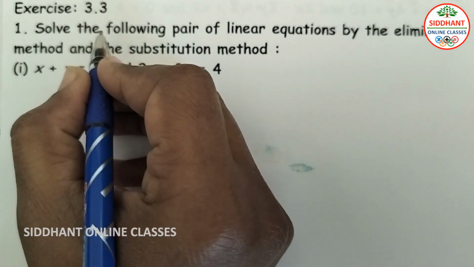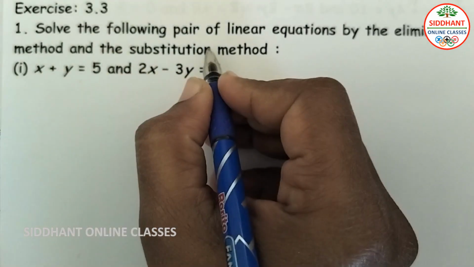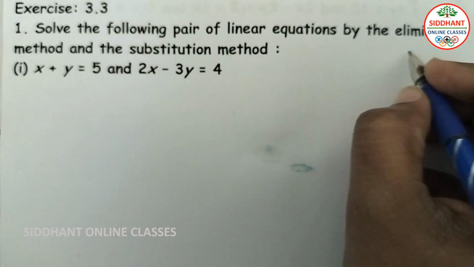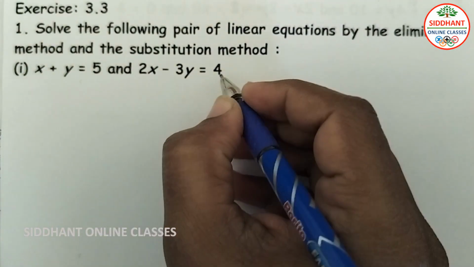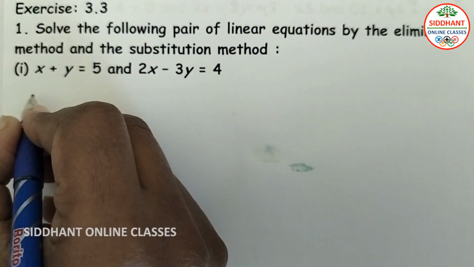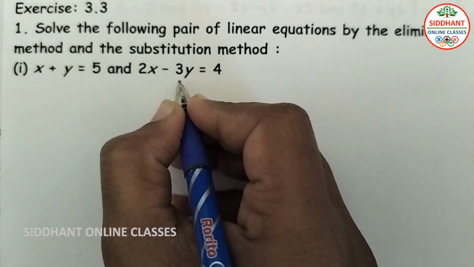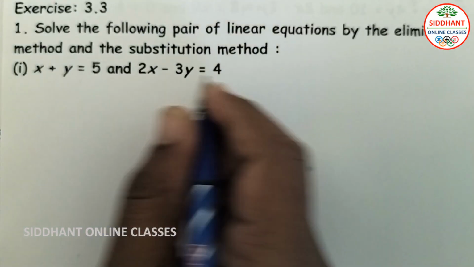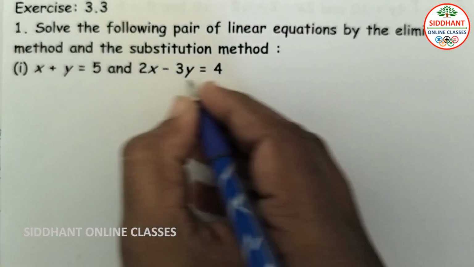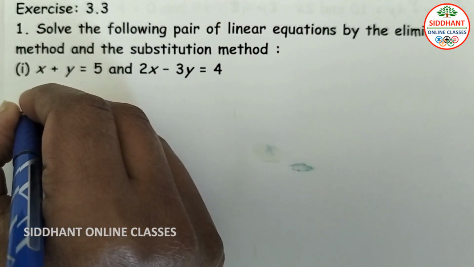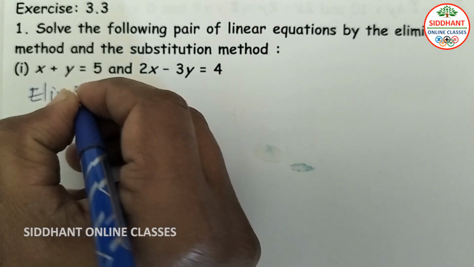Exercise 3.3, question number 1. Solve the following pair of linear equations by the elimination method and the substitution method. First one, x plus y equal to 5 and 2x minus 3y equal to 4. So now we get two equations. First we are going to solve with the elimination method.